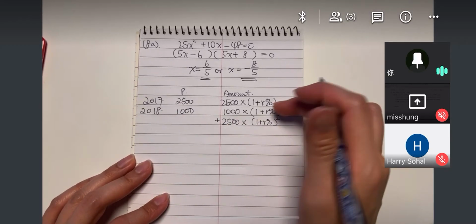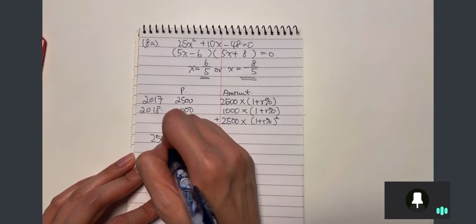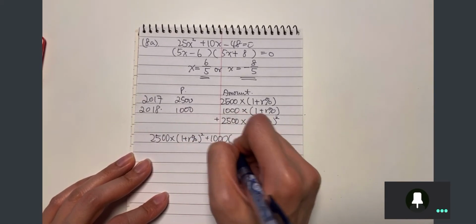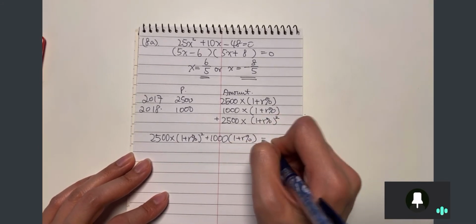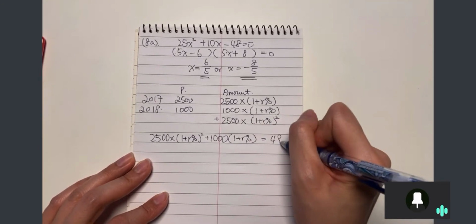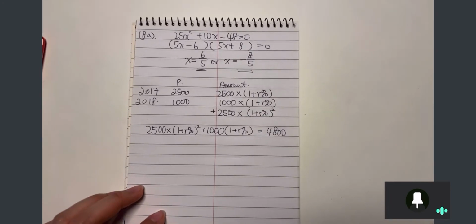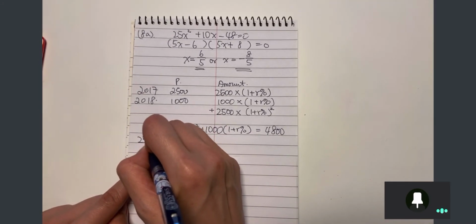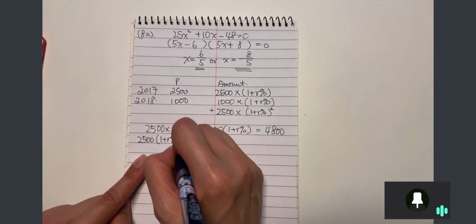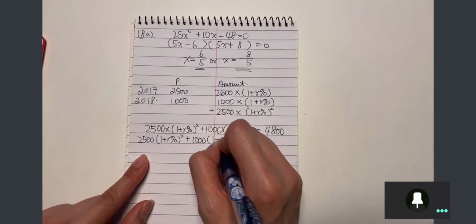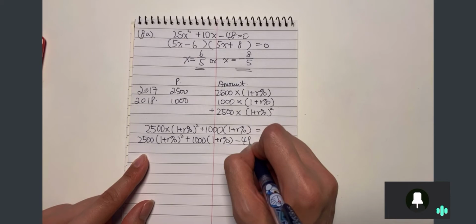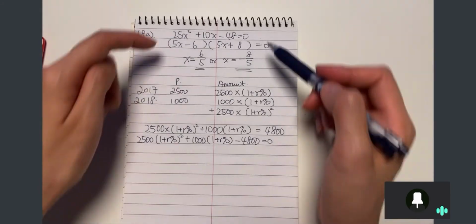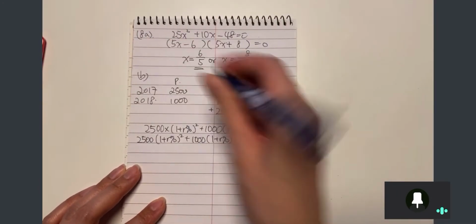So therefore, the total amount you can get is 4,800. Okay, and then you rewrite 200 plus R% squared plus 1,000 plus R% minus 408,000, and then you can compare with the equation from part A. This is part B.